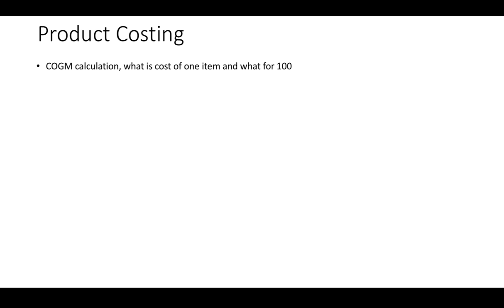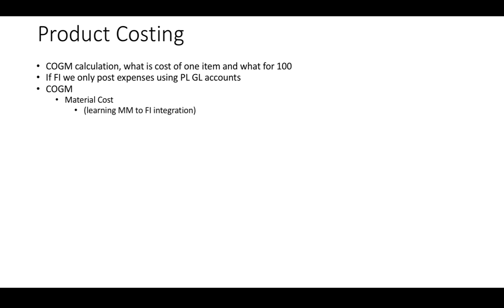How product costing is done in SAP system, COGM is nothing but cost of goods manufactured, right? How you calculate, right? And then we will post some expenses, and then we will calculate our COGM, and we will have some configuration prerequisites, and then we can see what is our material cost. When we learn this material cost, we will learn also integration between material management and FI, because the materials are the property of material management department.